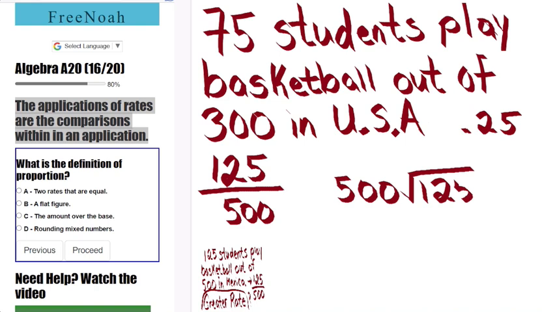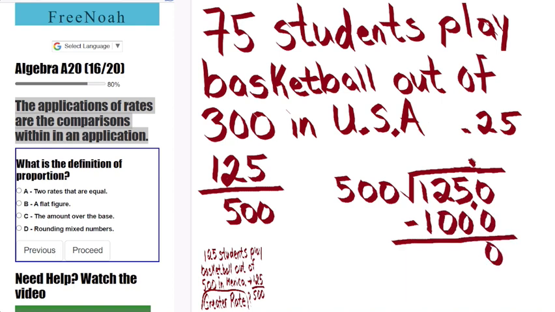So we're going to place another decimal point and borrow a 0. Here we go, borrowing the 0, placing our decimal points here. Now 500 goes into 1,250, roughly about twice. 1,250 minus 1,000 will give us 250.